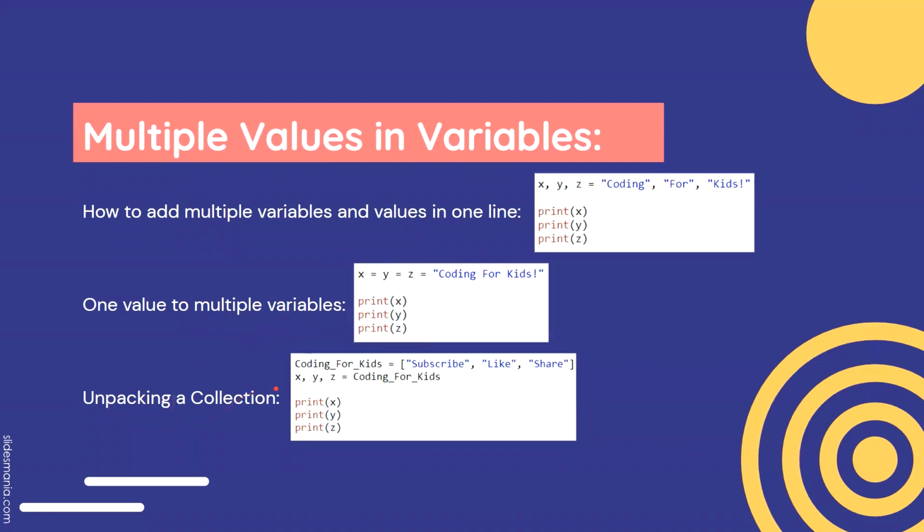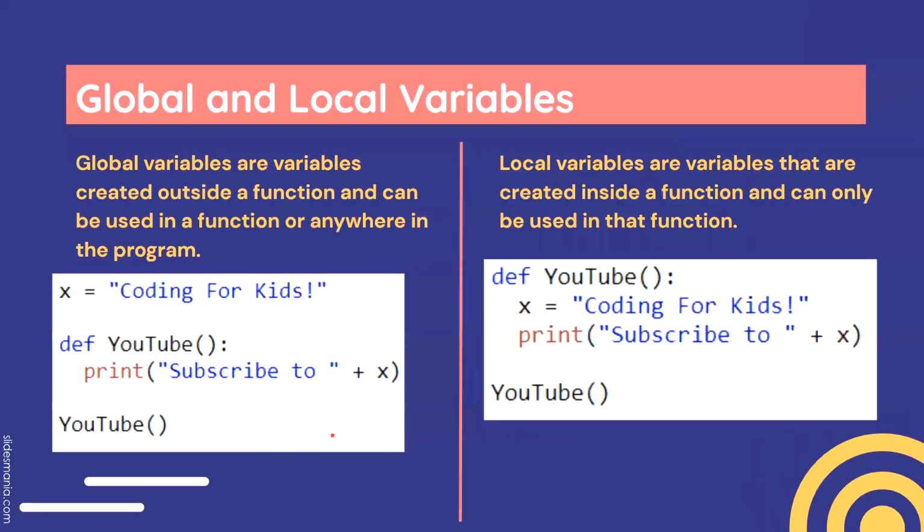And unpacking a collection. So we have coding for kids, which is our variable, and then equals subscribe, like, and share. Then you can put x, y, z equals coding for kids. What this is going to do is similar to this result right here. So it would be x equals subscribe, y equals like, z equals share. So this is how you unpack the collection. And then when you print all of these, it's going to say subscribe, like, share. So this is how you unpack a collection.